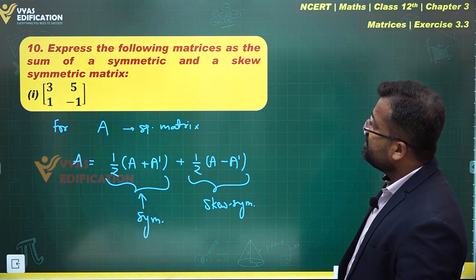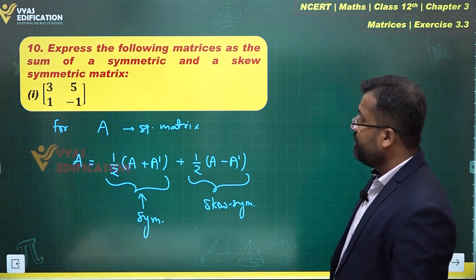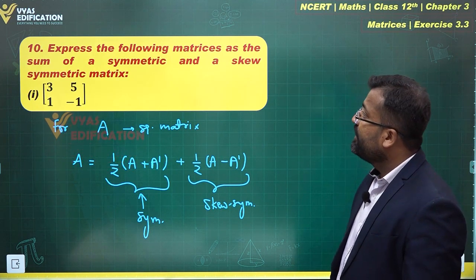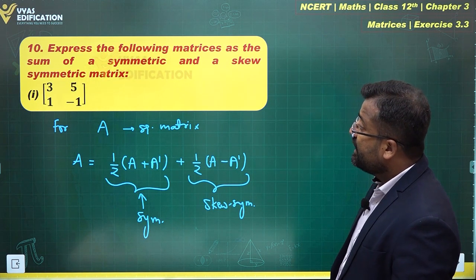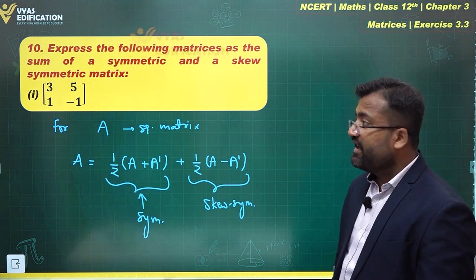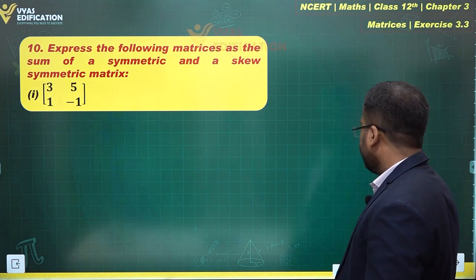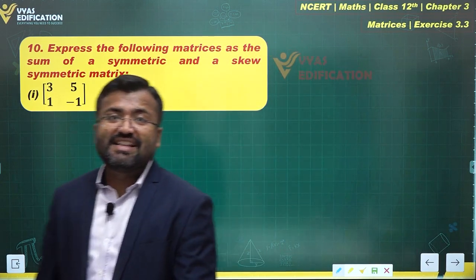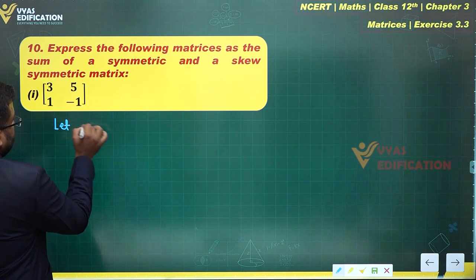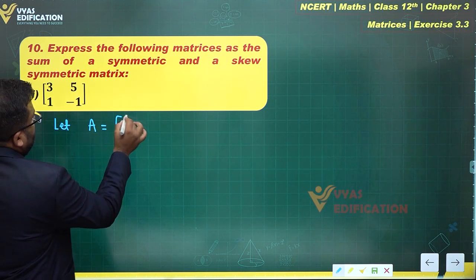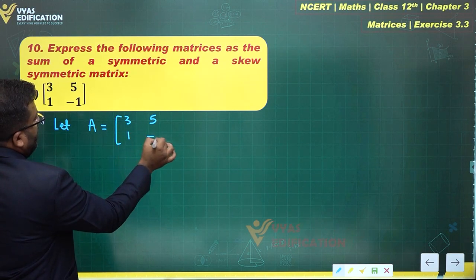Express the following matrices as sum of a symmetric and a skew symmetric matrix. That's what we have. Keeping this in mind, can we continue further and express this matrix as sum of symmetric and skew symmetric matrix? Yeah, we can do that. Let's begin with assuming this matrix as A. So, this is the first part. Let A equals 3, 5, 1, minus 1.